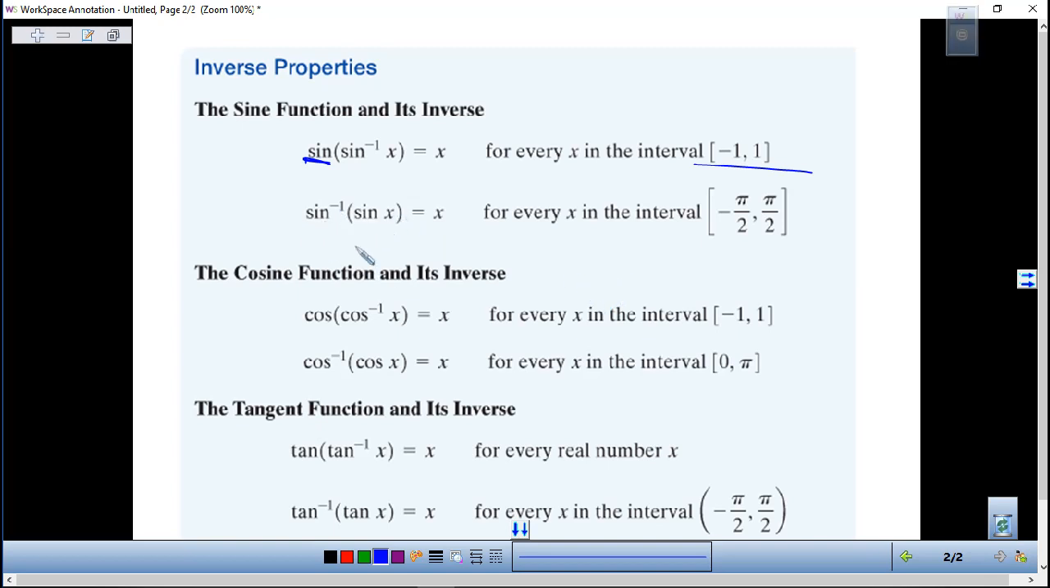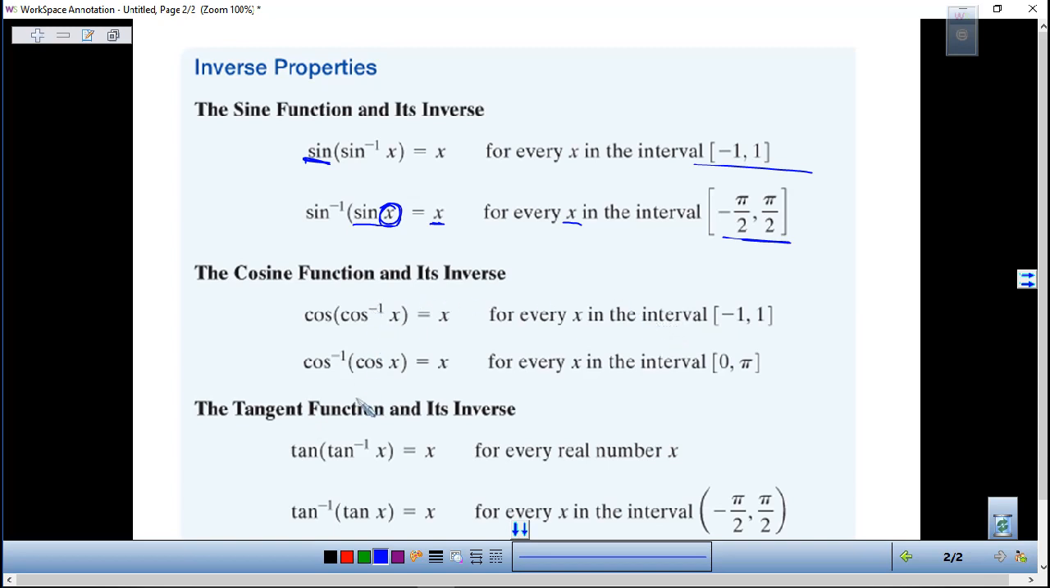All right, now with this one, if we take the sine of some angle, we're going to get some value between negative 1 and 1. If we then take the inverse sine of that, we're not guaranteed we're going to get this exact value back. We're going to get an x value, but we're going to get an angle between negative pi over 2 and pi over 2.